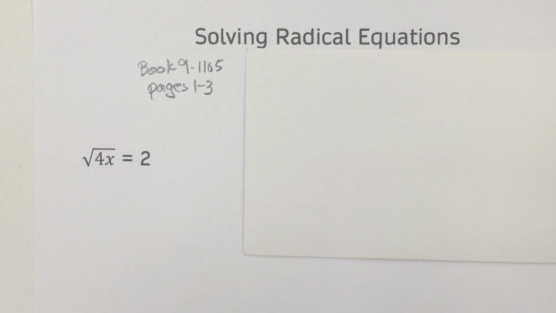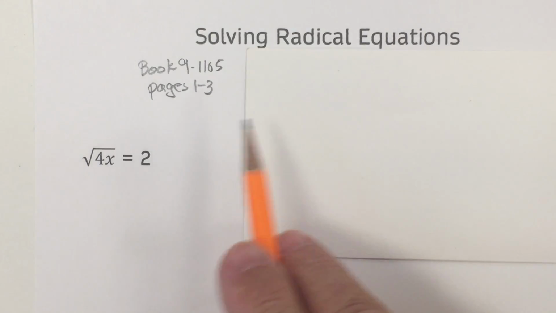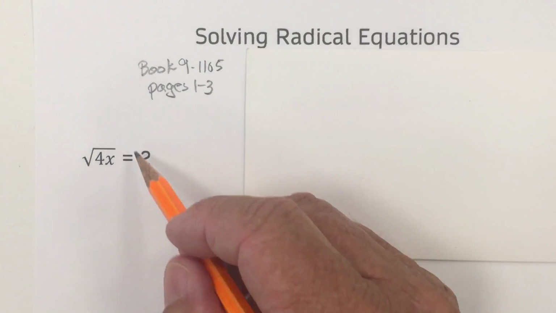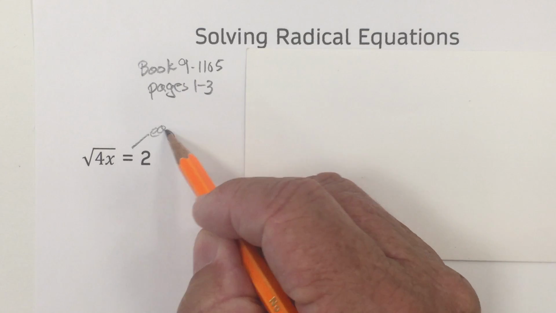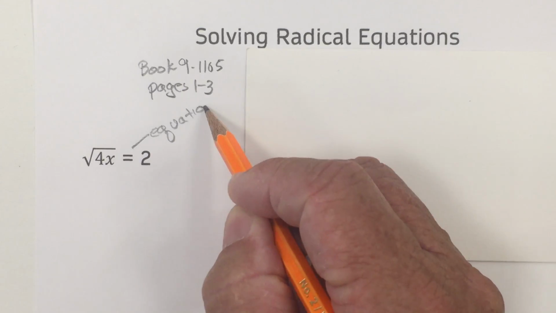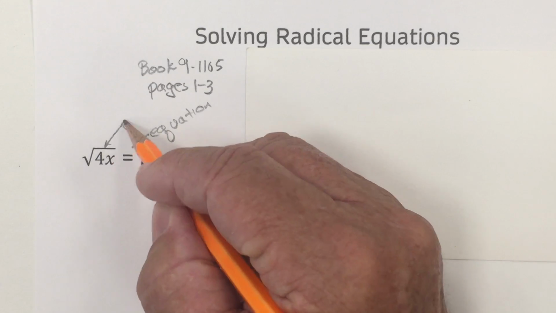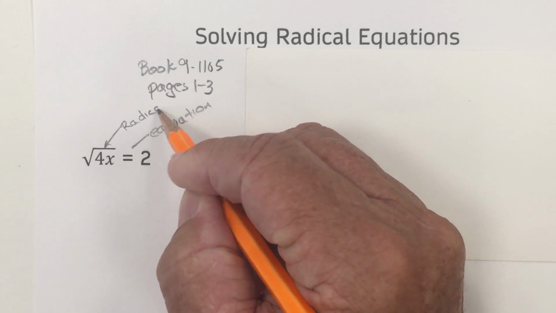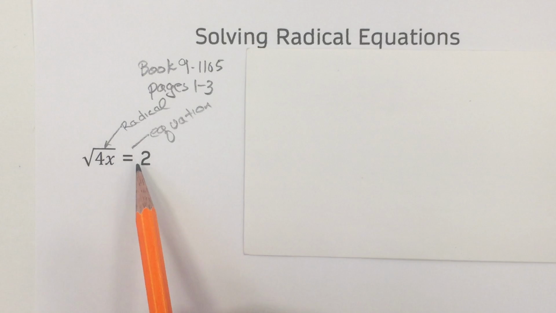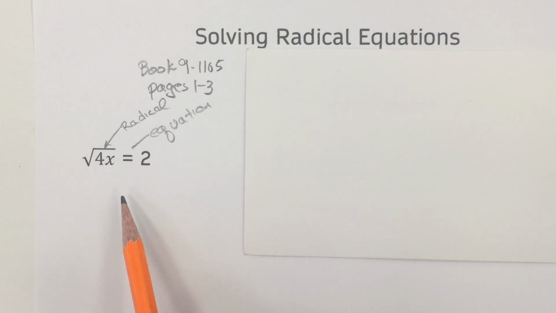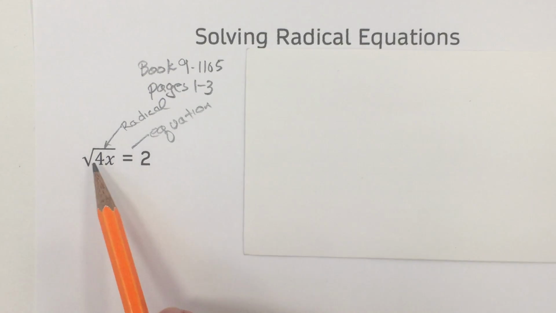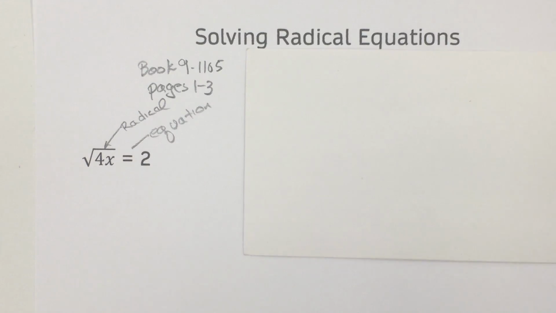Okay, welcome back. First, solving radical equations. What is a radical equation? Well, we know it's an equation because it has an equal sign. And we know it's a radical because it has a square root sign. So this tells us this is a radical equation. That's all it is. Don't be scared. We can handle this square root sign easily enough.